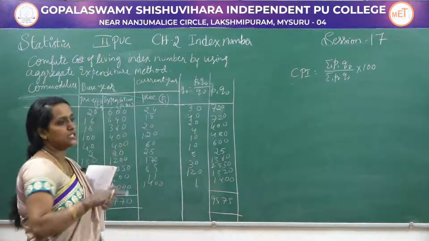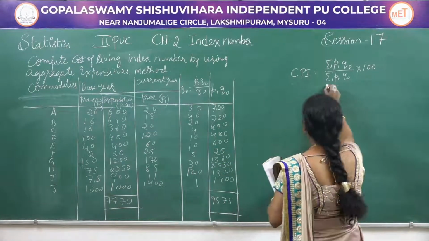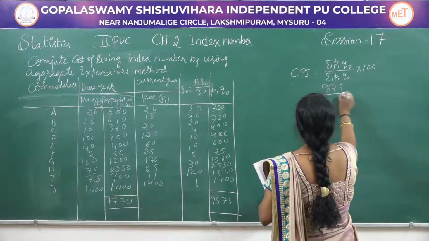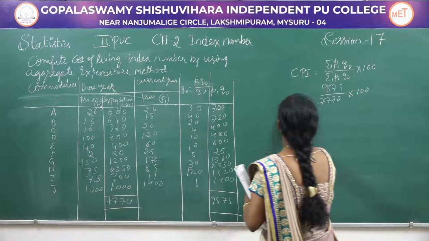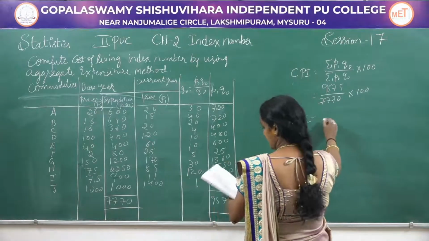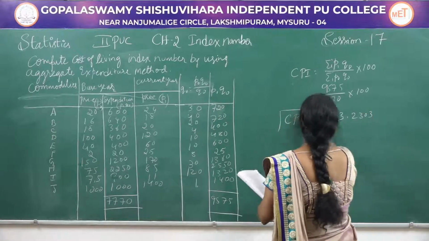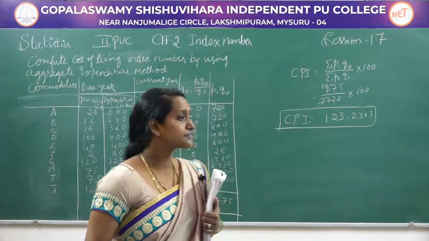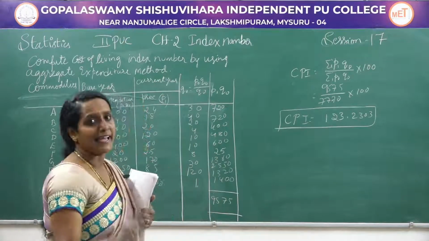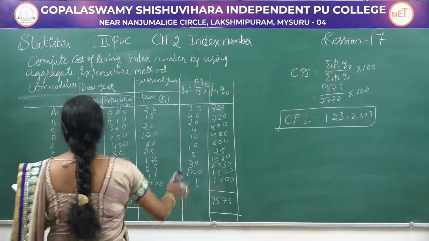Now substitute these two values in the aggregative expenditure method formula. Here 9575 by 7770 into 100. So cost of living index number is 123.2303. And this is about the aggregative expenditure method. Let's go for another one.